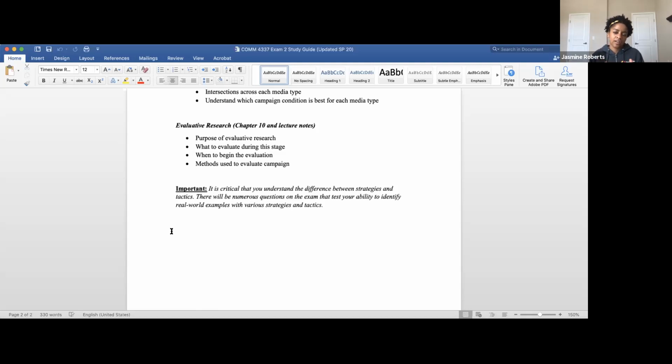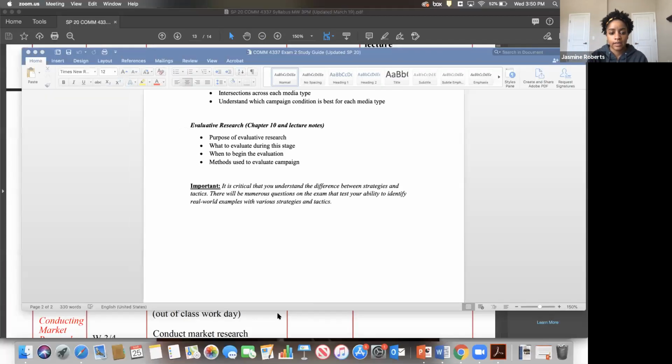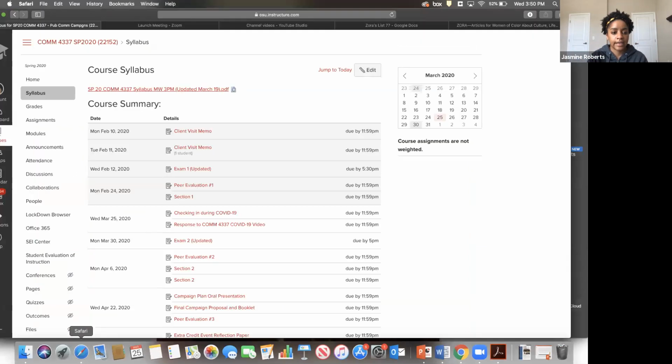Strategies are a little bit broader. They tend to be kind of vague. I wouldn't say vague, but they're more vague than tactics. We can actually see the tactic from the audience standpoint. And just in case that still did not make sense, I do have an example on Canvas.